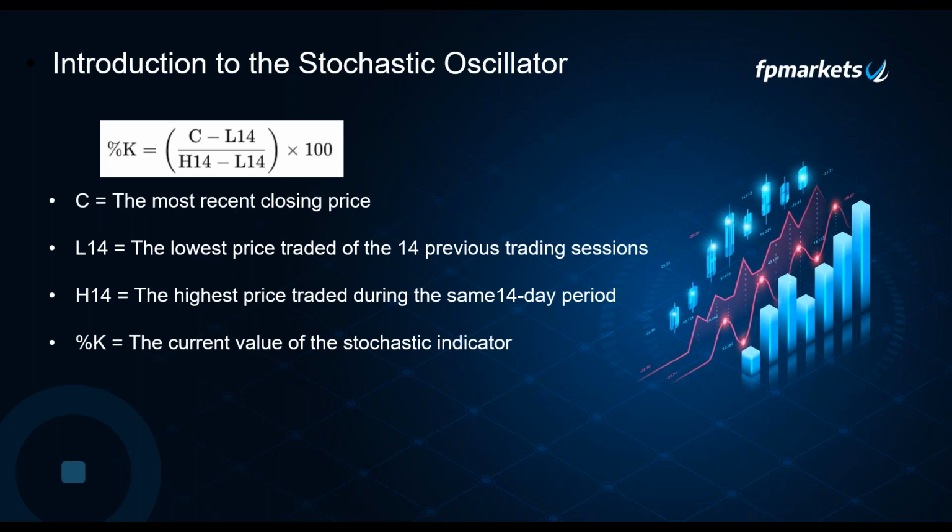Percentage K, as you can see in this example, is calculated by taking the most recent closing price and subtracting the lowest price traded of the 14 previous trading sessions. Afterwards, this is divided by the difference between the highest price traded during the same 14 days and the lowest price traded during the same 14 days. With this, we obtain percentage K.